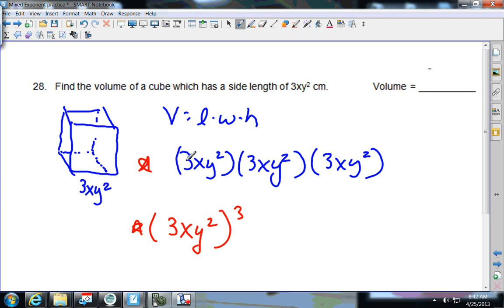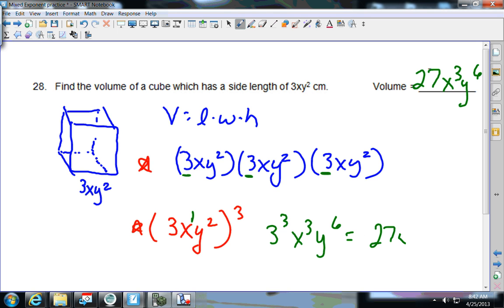To find your answer, 3 times 3 is 9, times 3 is 27. Well, that's the same as right here, 3 to the third power. Then I have 1, 2, 3 x's, x to the third power. There's a 1 right here. 1 times 3 is 3. 2, 4, 6, y to the 6th power, because 2 times 3 is 6. Okay, so your answer is 27 x squared y to the 6th. That would be your volume.